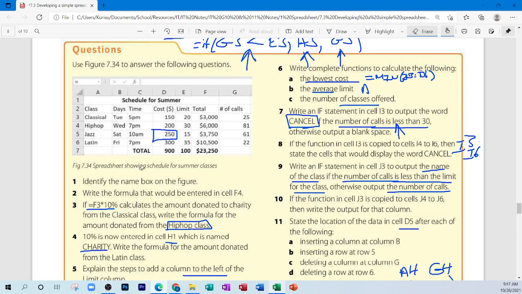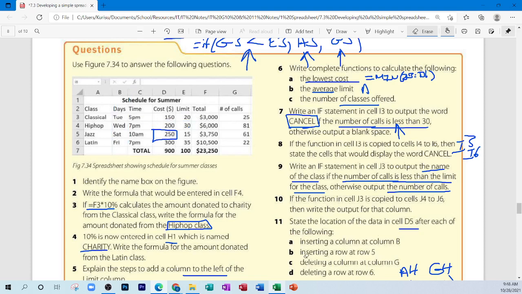E5. Tisha says E5. Dante says E5. Anyone else? E5. That is correct. Good, very good. E5 is correct. Why? Because when you insert a column, everything gets shifted to the right. Because you're inserting on the left hand side and D5 is on the right hand side, it's going to get shifted over to the right. Good.